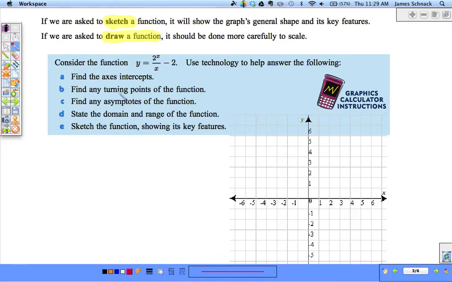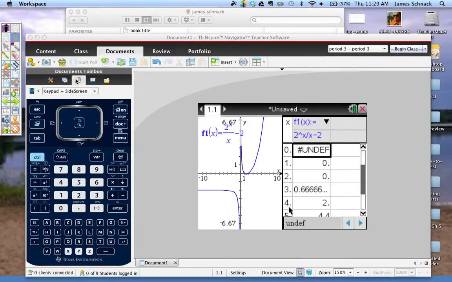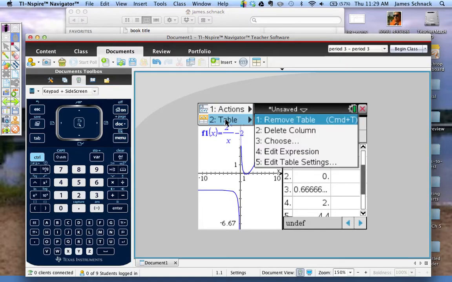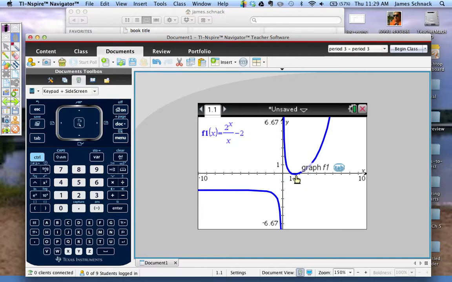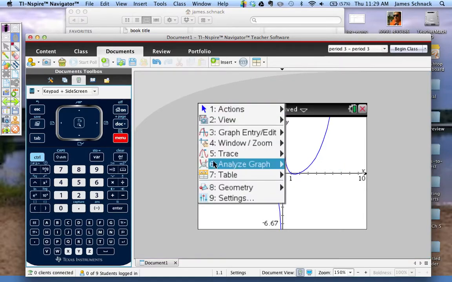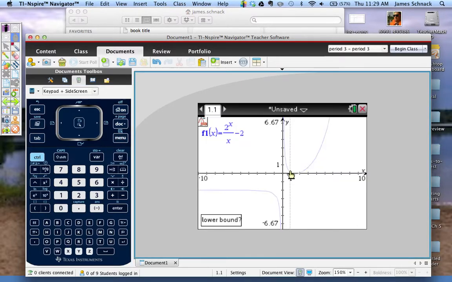I forget, what else did we need? Axes intercepts. Okay, we need turning points. Turning points. That's minimums and maximums. I'm going to hide my table. And now it looks like there's only a minimum, and it's right here, somewhere between 1 and 2. To find that, analyze graph, minimum. And there we have it. There is our approximate minimum value for this function.